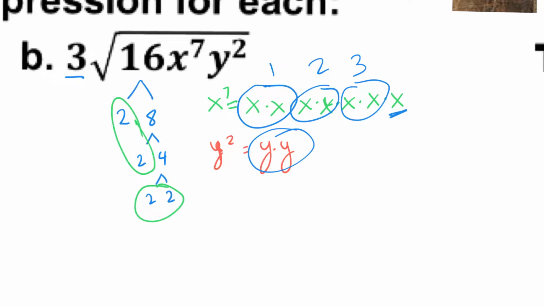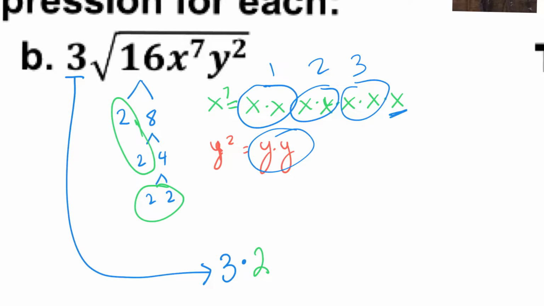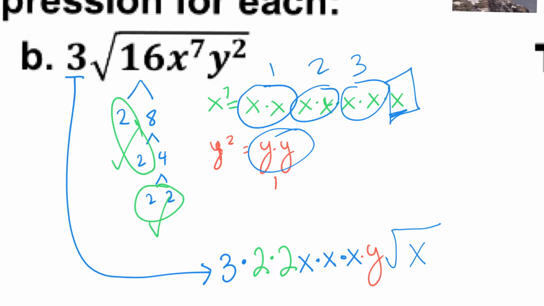Okay, so now let's see what we've got here. In our original answer, original problem, we have a 3 times, we've got a pair of 2's. So that's this one. We got another pair of 2's. So that's this one. Now we'll go to our x's. We have an x, we have another x, and we have a third x, and then we also have 1 pair of y's, so times a y. And then left over, I only have one thing left over, which is this x. So we'll have an x on the inside.